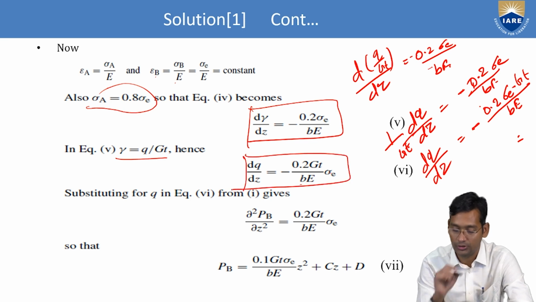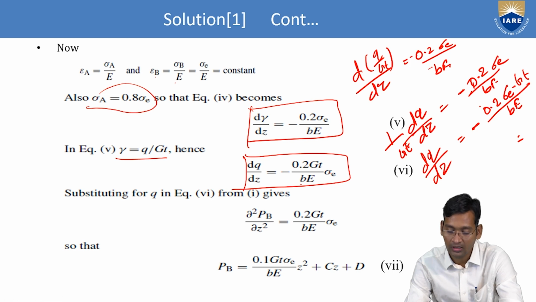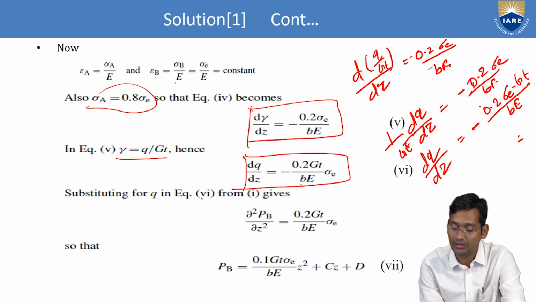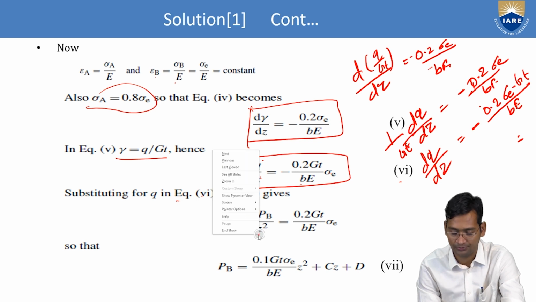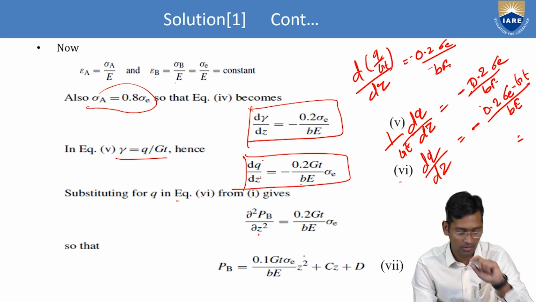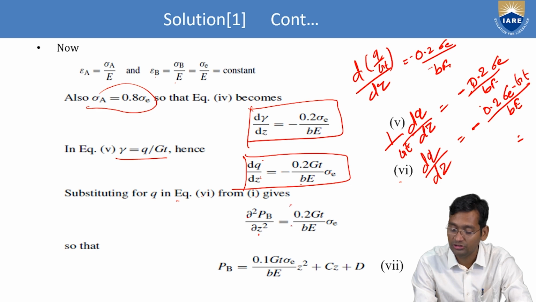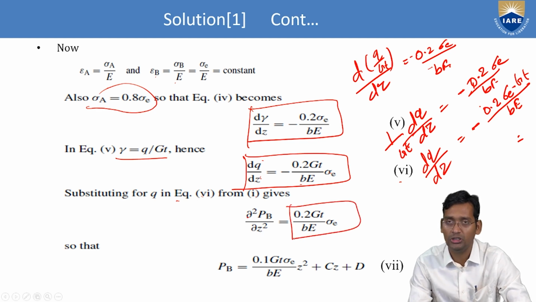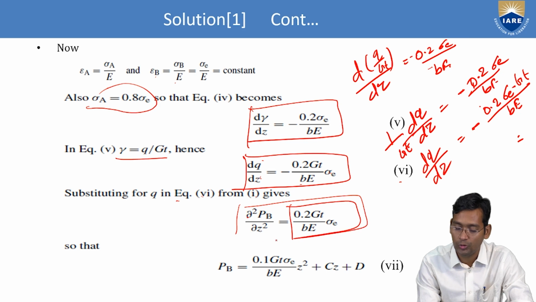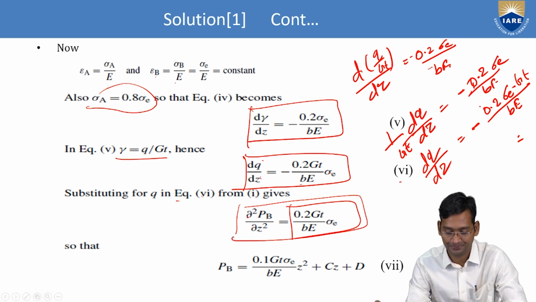So now we have dQ/dz. Now substituting for Q in equation 6, for Q from equation 1, what it gives is that again you just have to differentiate. So del Q in terms of PB, so del square PB by del z square is equal to 0.2 GT by B into sigma E. So now this is our del 2 PB by del z square.